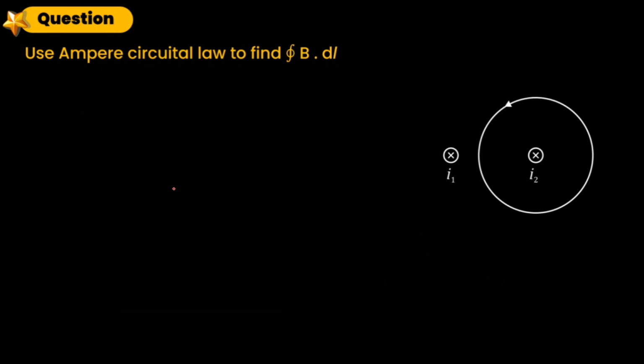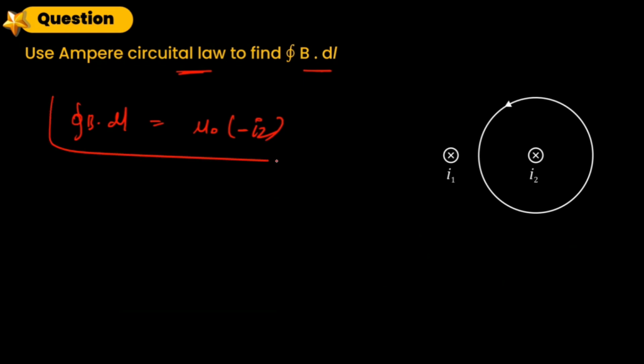Use Ampere's Circuital law to find B dot dl. Again, it is going to be what? B dot dl equals mu naught times I, and we write I2 minus I2, because here the direction is reversed. But we won't include this I1, remember, because it is outside.